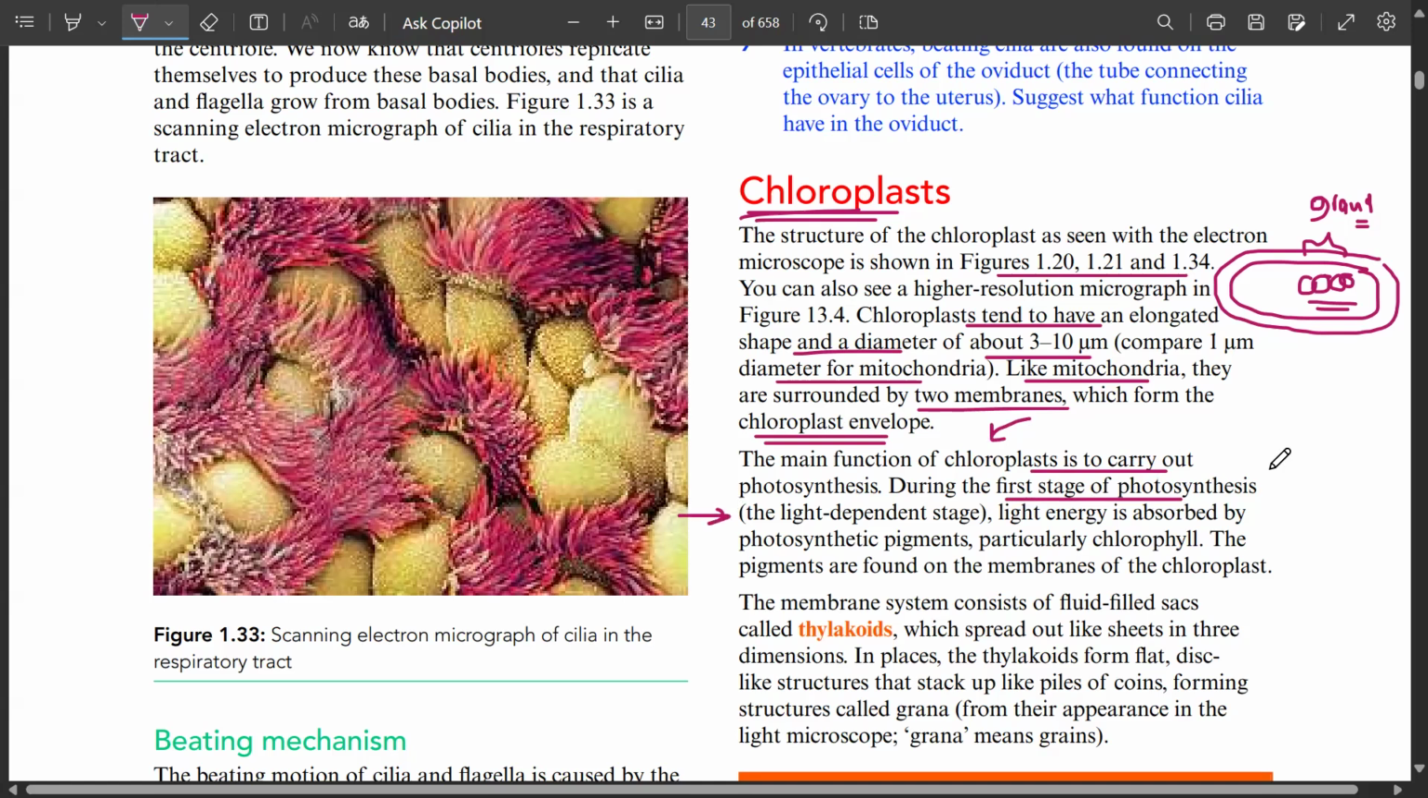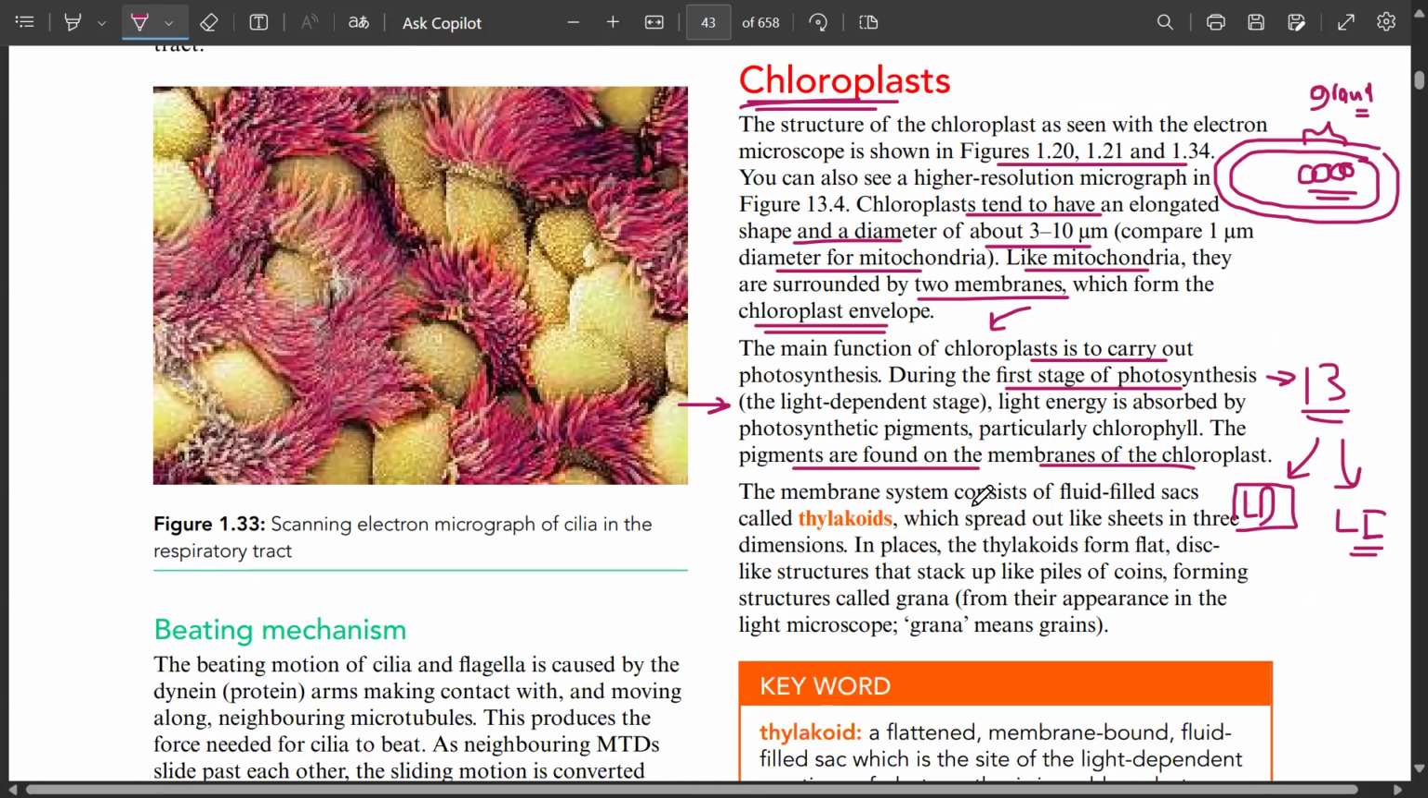Now, when you come to A2, you'll study chapter number 13, which is photosynthesis. In A2, we are going to talk about how there's a light dependent stage and then there's a light independent stage, which does not need light. Now, the light dependent stage obviously takes place in the thylakoid membrane sacs where the chlorophyll is already present, where light is absorbed by the photosynthetic pigments, particularly the chlorophyll, and the pigments are found on the membranes of the chloroplast.